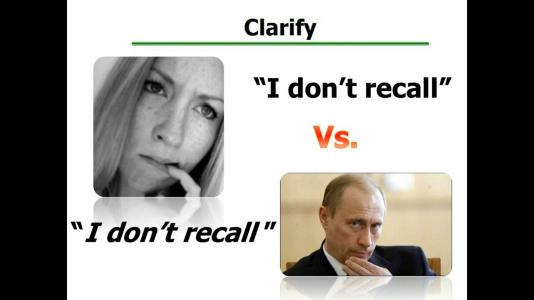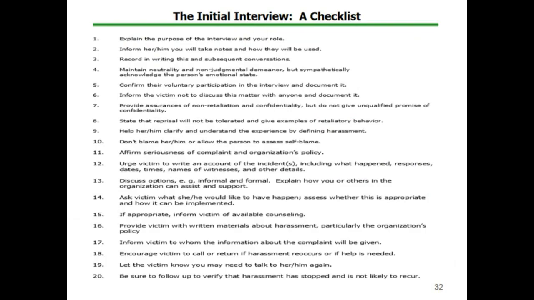Now, here is an initial checklist for the interview of the complainant. Now, the complainant may end up being a witness, or the complainant may end up being the actual target. But this is an initial interview checklist that you can use.